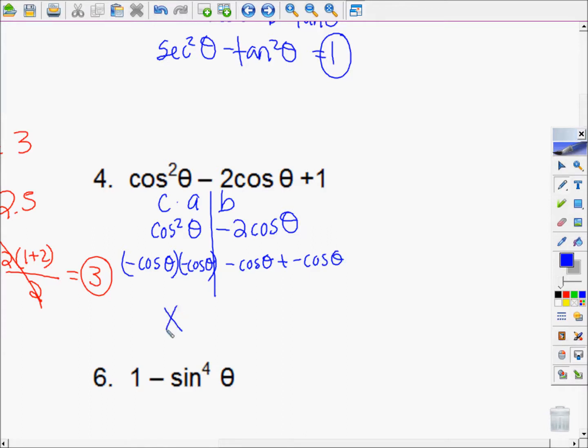So that means that my factors are x minus cosine theta times, I don't know why I wrote x. I'm in x mode. That's funny. I've been using x for theta. It's weird to not write it. It's cosine theta minus 1 times cosine theta minus 1, because a negative times a negative is a positive.